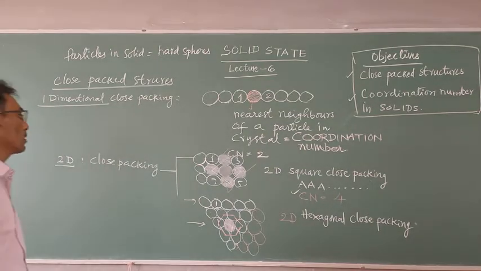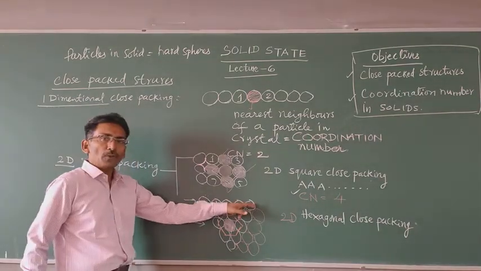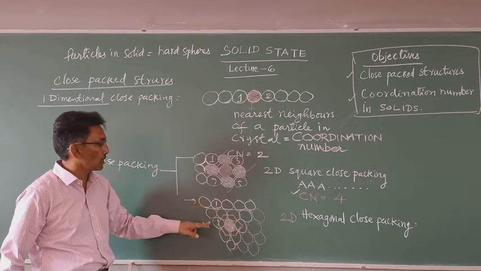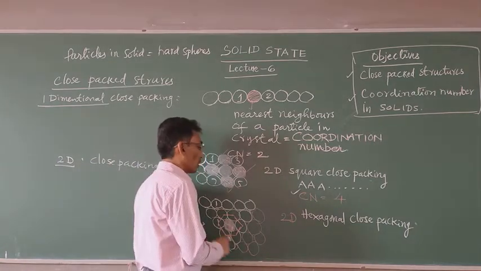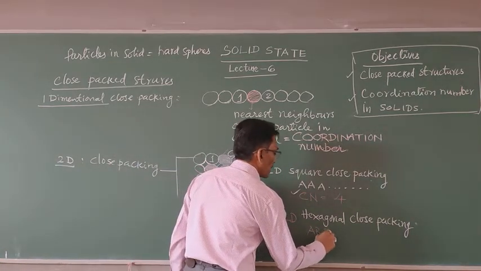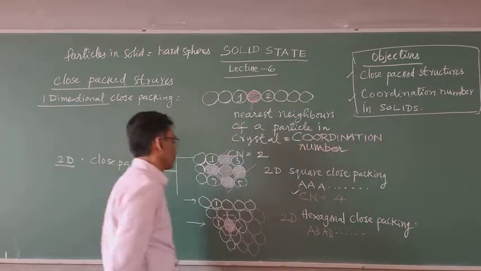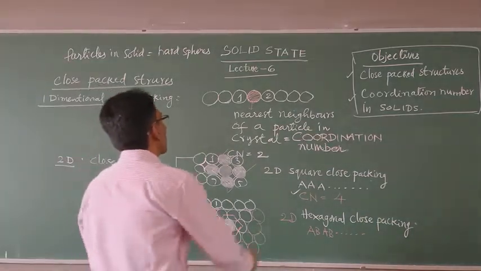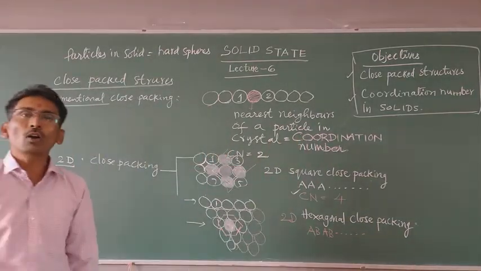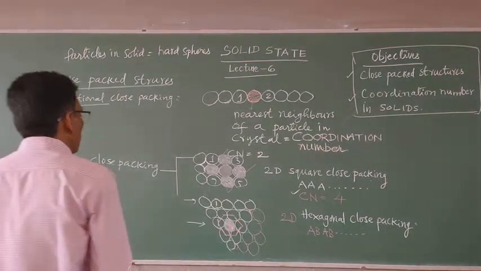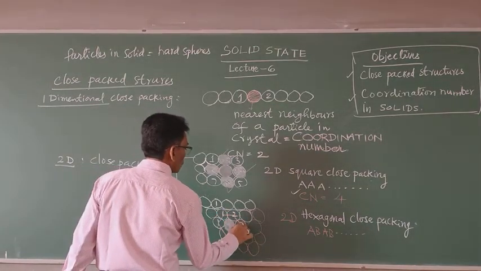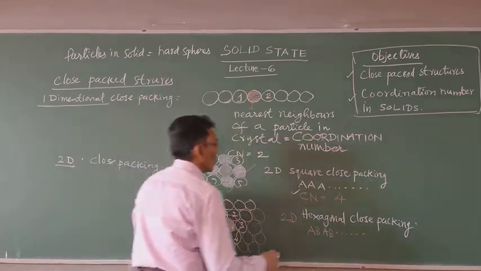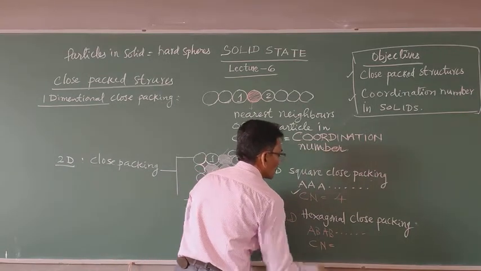Here, what is the result? What is observed? The position of first row particles is not matched with the second row, but the position of first row particles matched with the third row. Therefore, it is AB arrangement. A sphere is surrounded by how many other spheres? The number of nearest neighbors of a particle in the crystal is called coordination number. Hence, the coordination number: particle 1, particle 2, 3, 4, 5, 6. So the answer is coordination number 6.